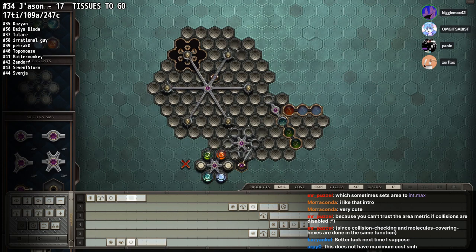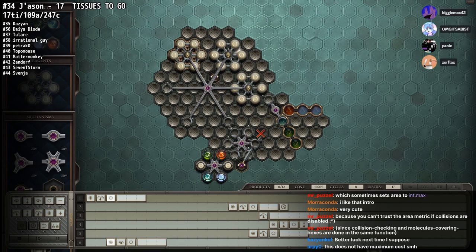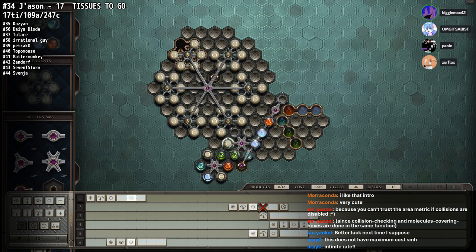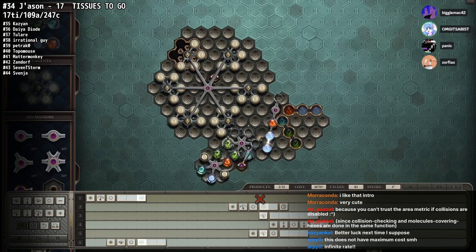Oh, this one just runs out. It doesn't try to dispose of them. It just leaves the ore around. That's pretty cool. I mean, I guess you could technically just dispose of them, but you wouldn't be able to maximize the cost if a disposal was taking up so much of the value of this. I assume this puzzle was designed with this in mind.